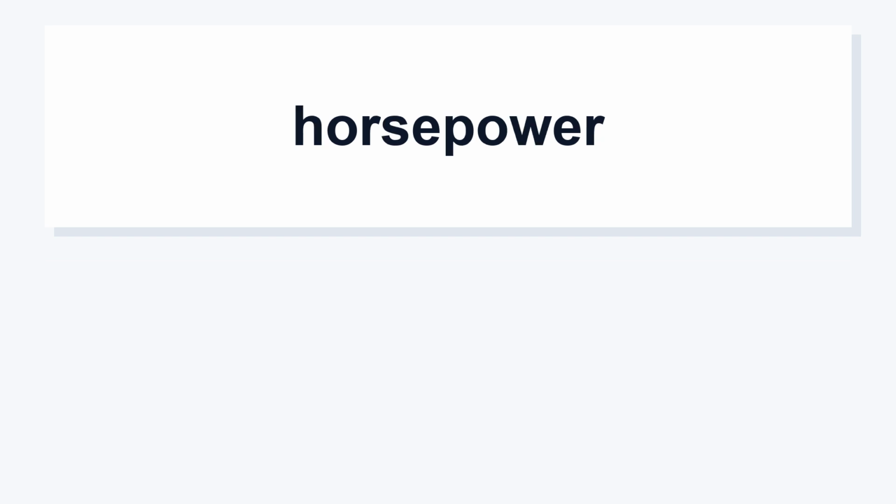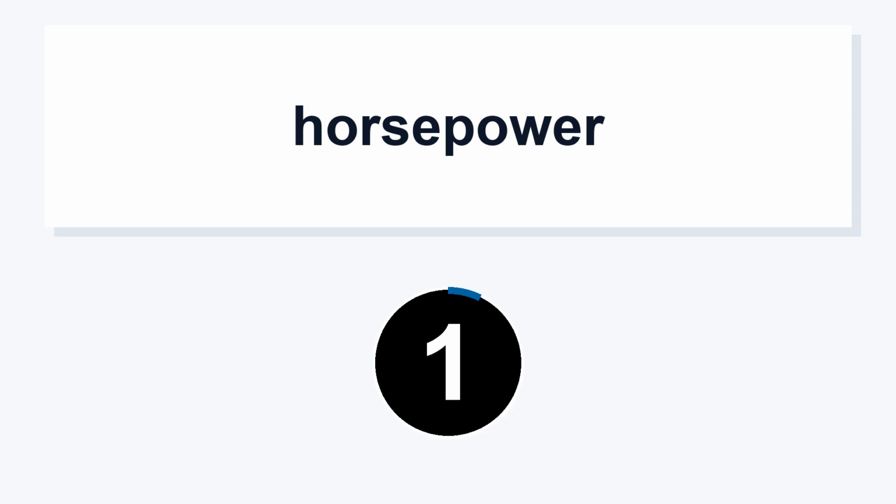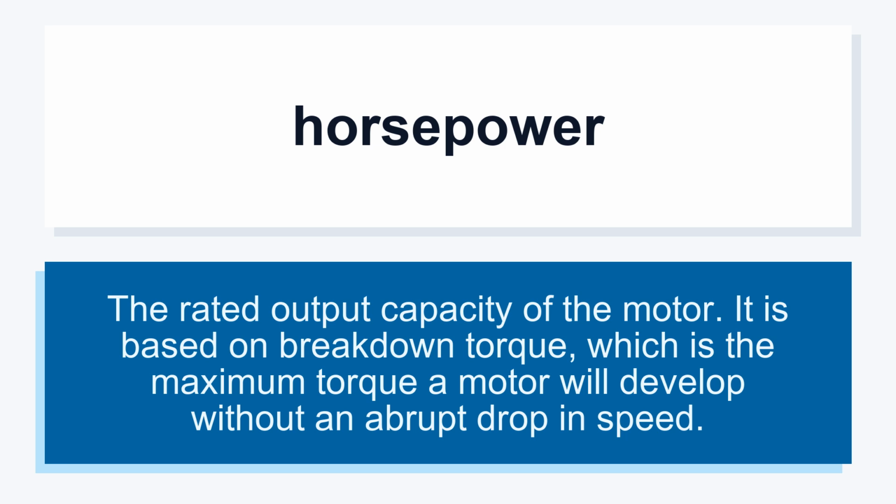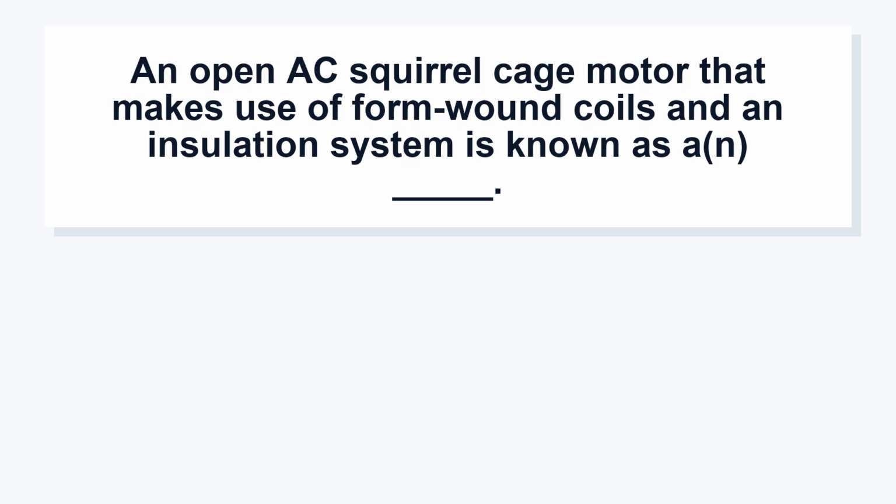Horsepower: the rated output capacity of the motor. It is based on breakdown torque, which is the maximum torque a motor will develop without an abrupt drop in speed. An open AC squirrel cage motor that makes use of form wound coils and an insulation system is known as an ___________.